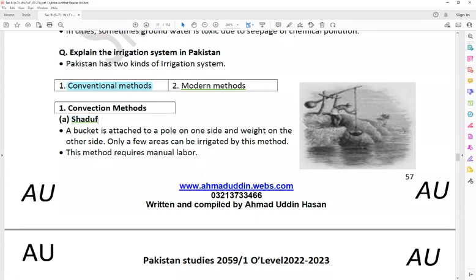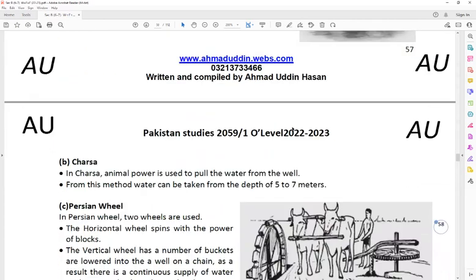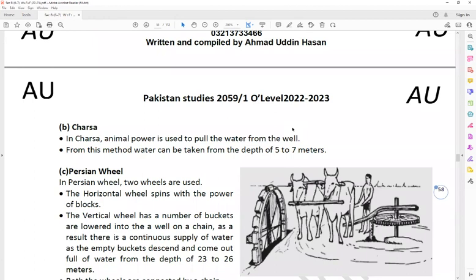Shadoof, what is shown here? A person is placing a bucket, taking water from the nearby river, with a weight on the other side. He is just taking water from there and providing it to his crops. Less water is taken out by this method. In the Charsa system, water is taken out with the help of animal power.